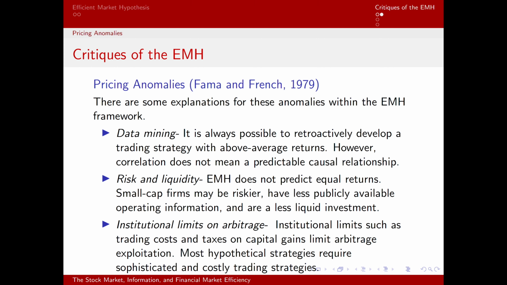But there are some explanations for at least most of these anomalies within the EMH framework. The big one is data mining. And so it's always possible to retroactively develop a trading strategy with above average returns. You know what they say, hindsight is always 2020. But that doesn't necessarily mean that correlation means a predictable causal relationship.